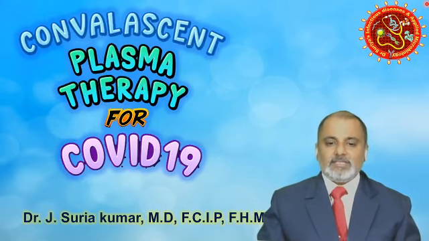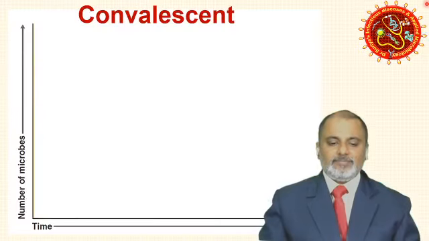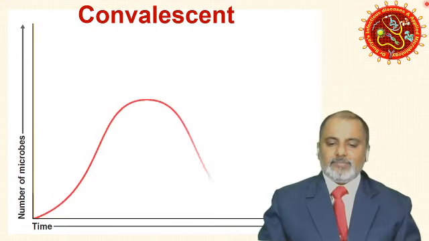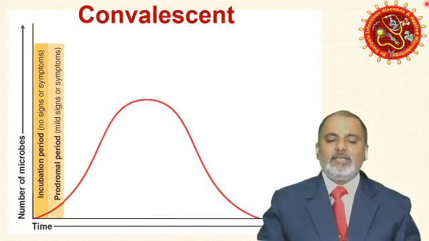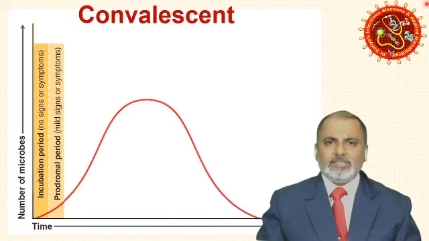What is called convalescence? See this graph. The bottom is the timeline and the number of microbes is on the y-axis. This is a disease course. And see here, the first one is the incubation period. The time period between the exposure to the organism till the appearance of signs and symptoms, we call it incubation. Next is the mild prodromal period. This will take up to 5 to 6 days.